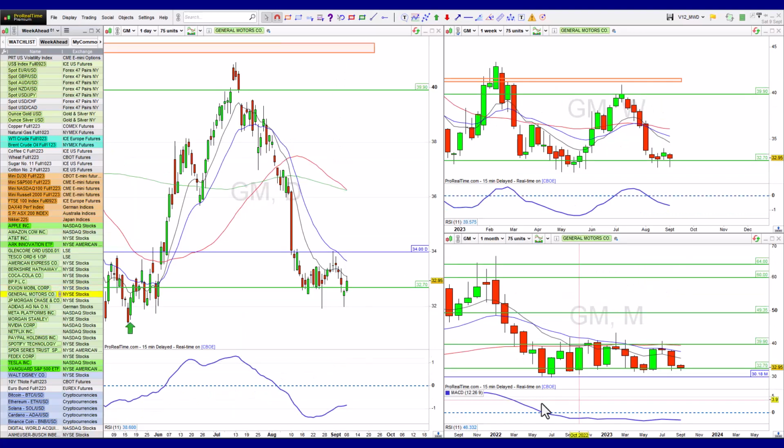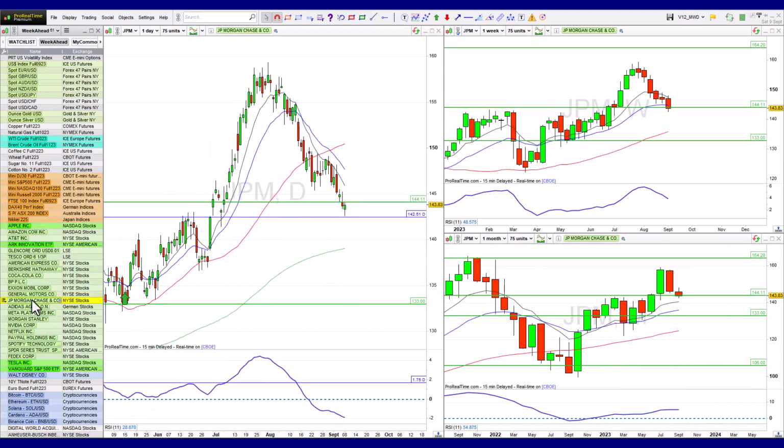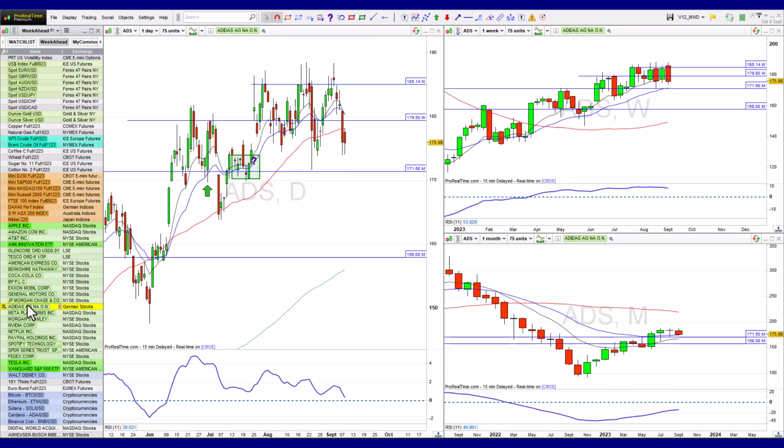We've got General Motors back down towards the bottom of this range. Doesn't look fantastic, but also doesn't look that terrible. JP Morgan Chase coming back in towards these old highs here. Again, it's a good area for it to turn around in. So they really are testing these levels of support.